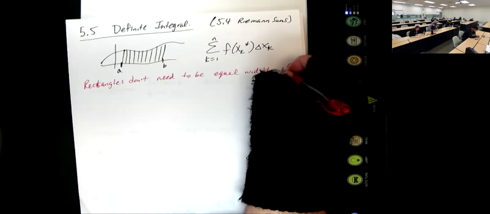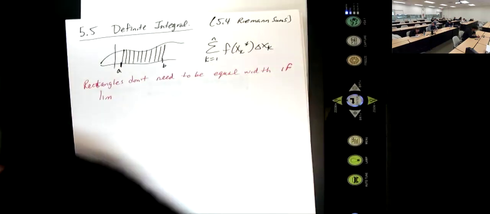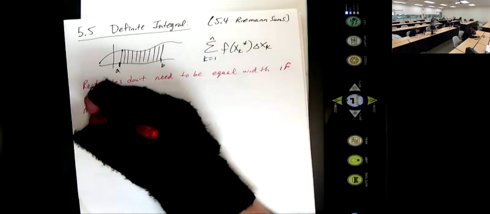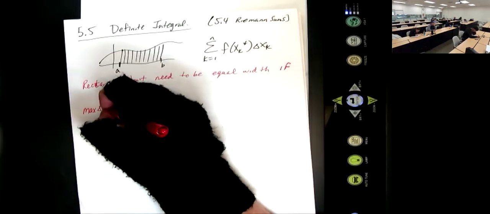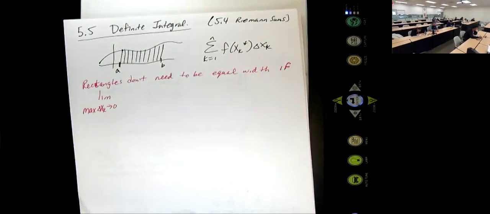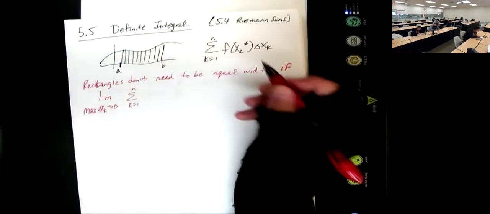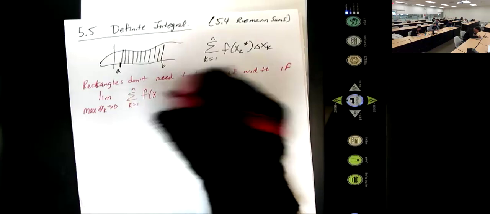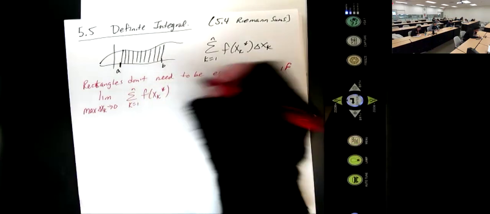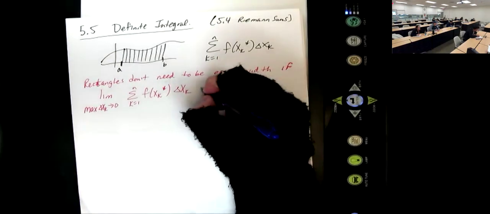If we say the limit of the max delta x k, we send that to 0. So no matter how big the biggest rectangle is, we want to make that go to 0. That's one version of how they teach this topic, so if you hear that.